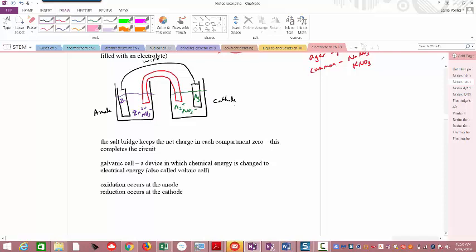Our electrons flow from anode to cathode. So our electrons are flowing in this direction because oxidation means a loss of electrons, reduction means a gain of electrons, so the zinc is losing electrons and the silver would be gaining electrons.